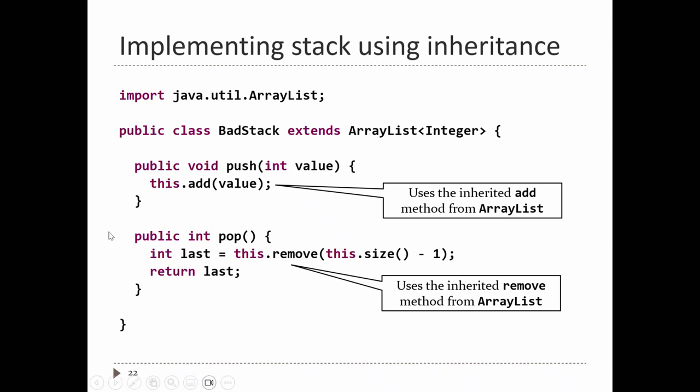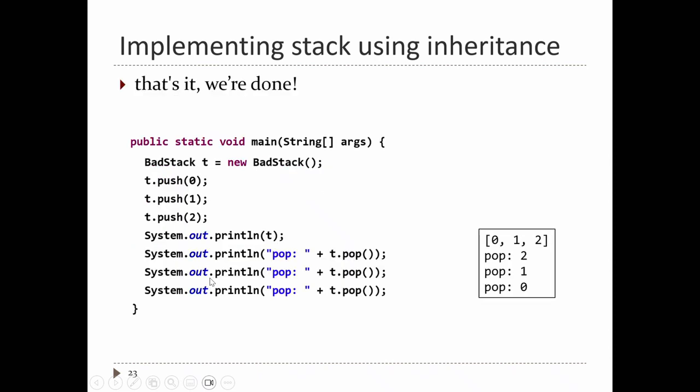You can even print a stack. If you print a stack, you get the ArrayList version of toString, which prints out a square bracket and then the elements of the list. You get equals, you get hashCode, you get everything for free. It's amazing. And you've implemented a stack in 5 or 6 lines of code. Awesome, that's it. So if you actually try it out, it works just fine.